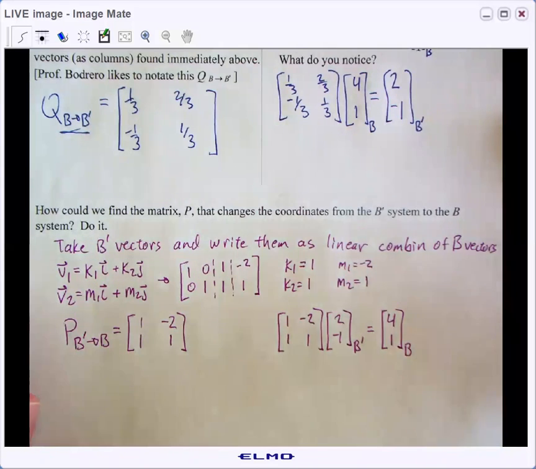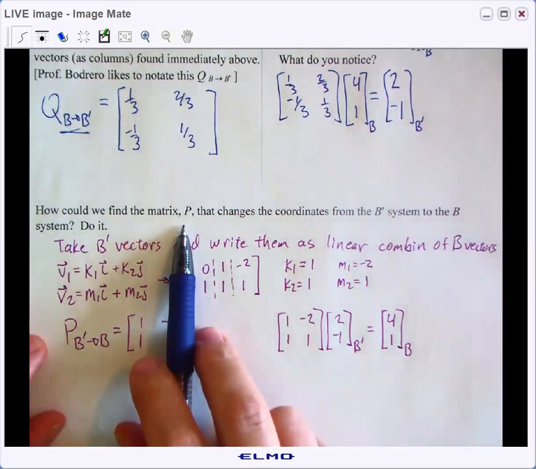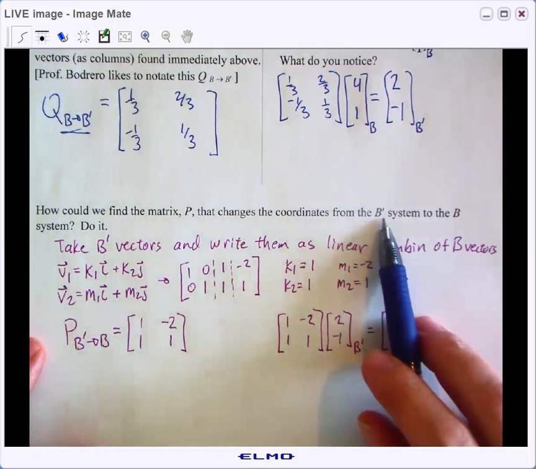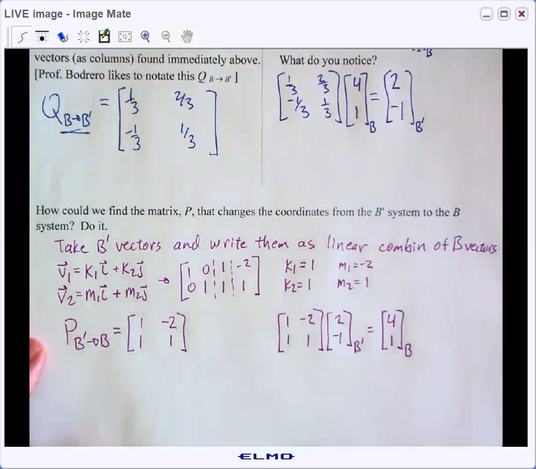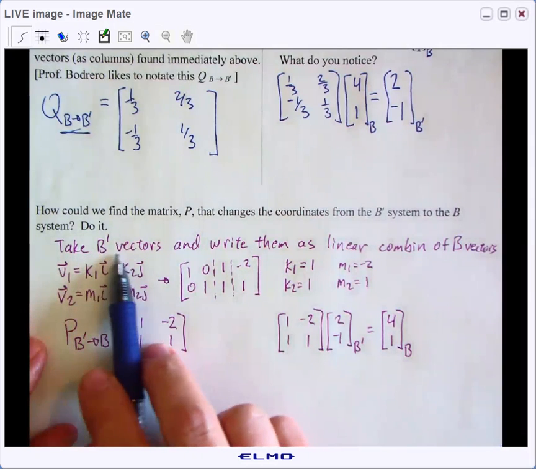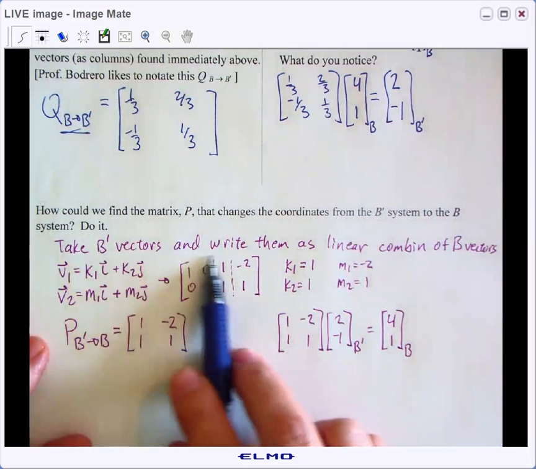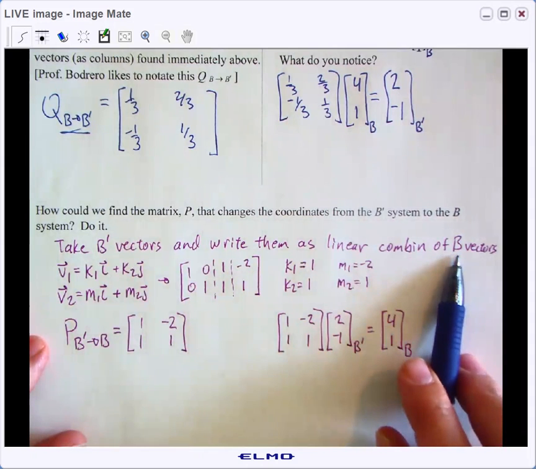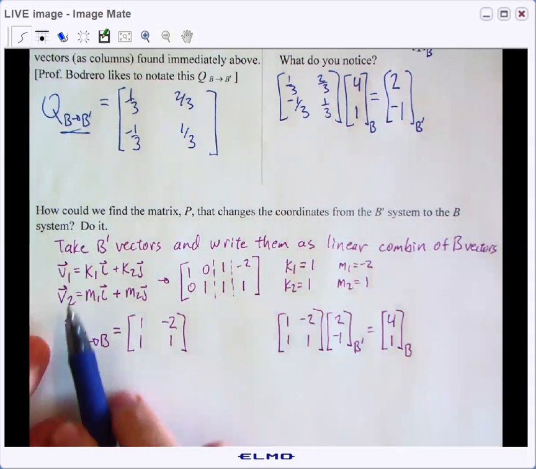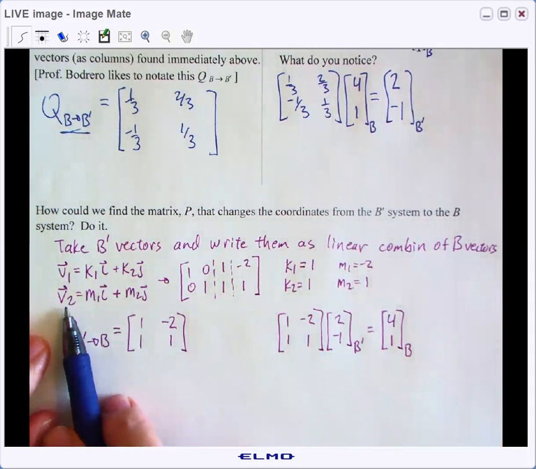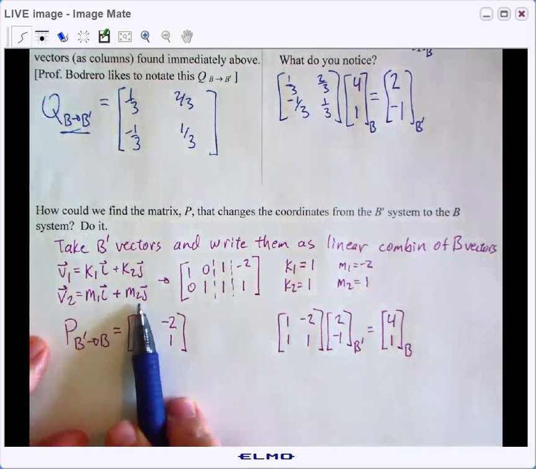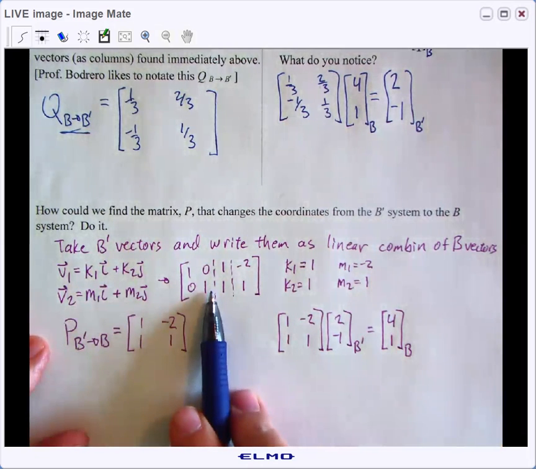All right, hopefully you took a minute and found out that to get the P matrix, it's going to take us from the B prime V1, V2 system back to the B IJ system. We're going to need to take those B prime basis vectors and write them as a linear combination of the B basis vectors. So in other words, I want vector 1 to be some linear combination of I and j, and vector 2 to be some linear combination of I and j, which sets up this system, which is already in reduced row echelon form.